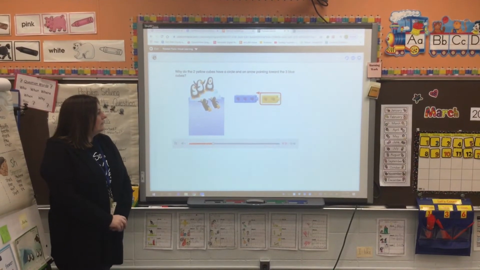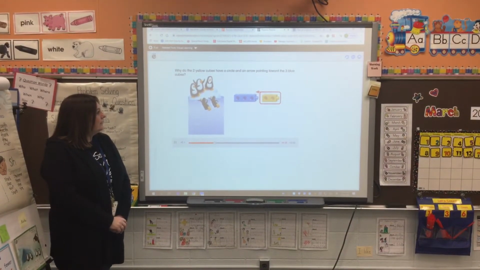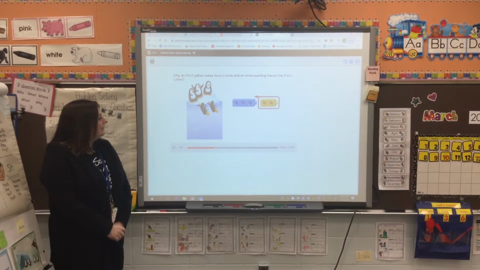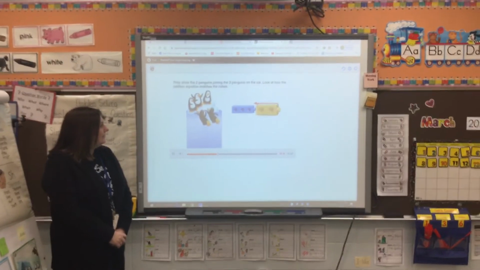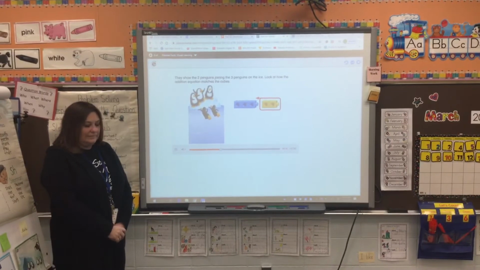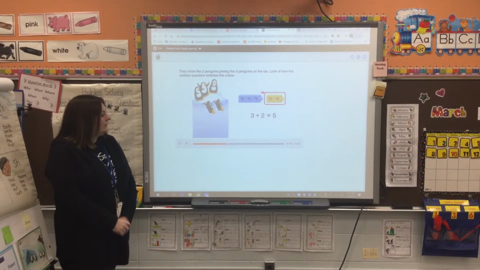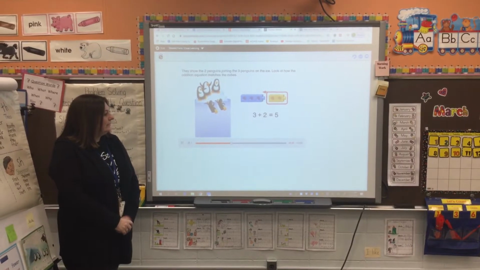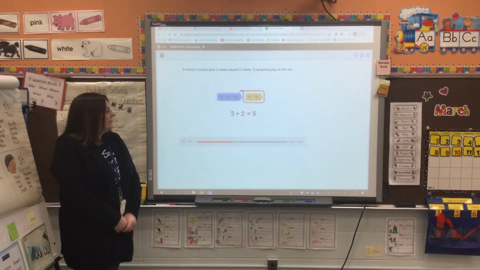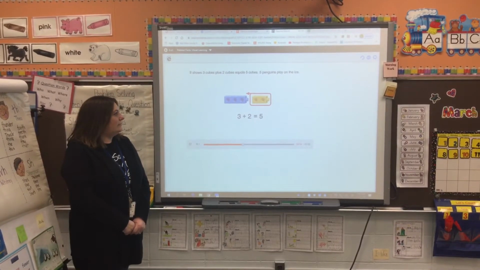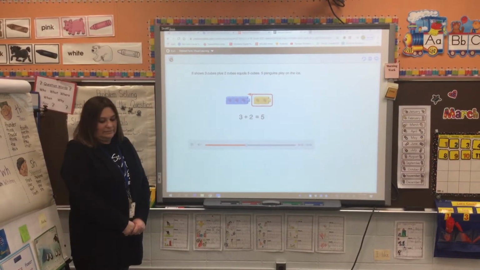Why do the two yellow cubes have a circle and an arrow pointing toward the three blue cubes? They show the two penguins joining the three penguins on the ice. Look at how the addition equation matches the cubes. It shows 3 cubes plus 2 cubes equals 5 cubes.